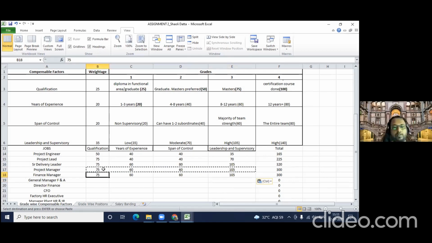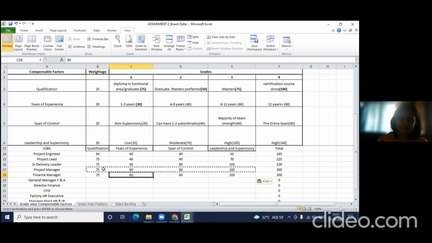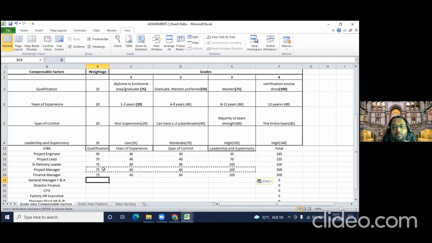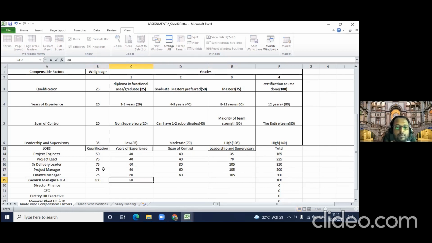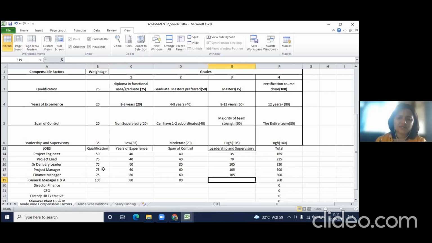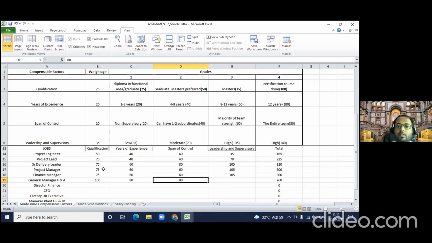General manager. No, this is finance manager. It's okay. So general manager should be 75 or 100. 100 maybe. It should be 80. Experience will be 80. The span of control again 80, either 60 or 80. It should be higher, right? General manager should have higher than finance manager. So again, it is 140.